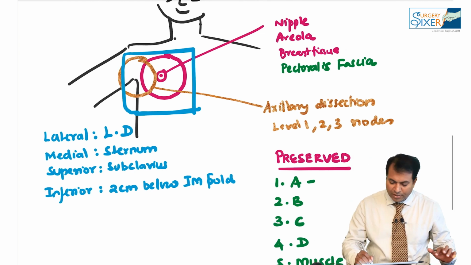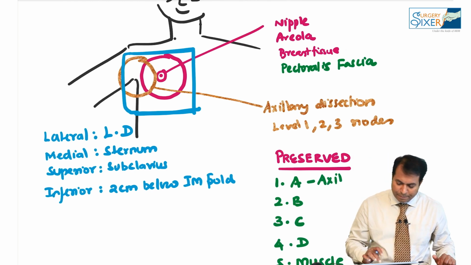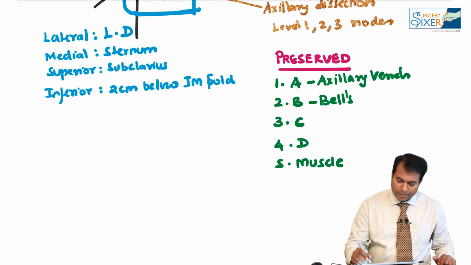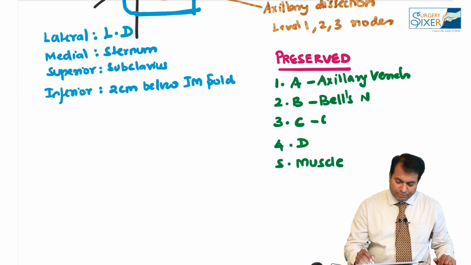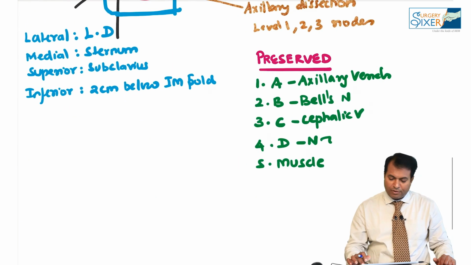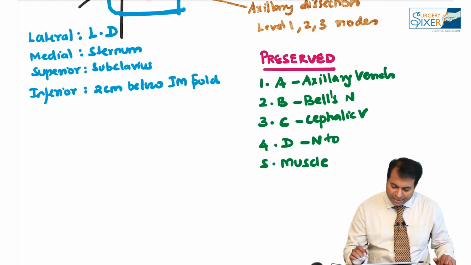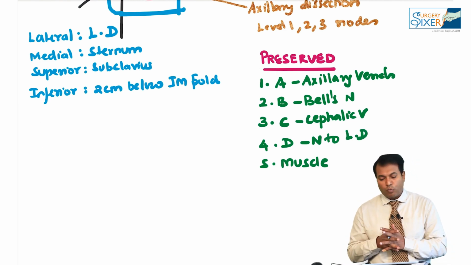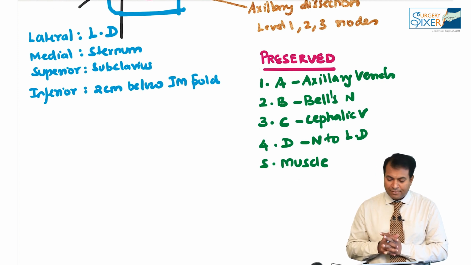So what are the structures preserved in MRM? A for axillary vessels. B for Bell's nerve. C for cephalic vein. D for nerve to latissimus dorsi, that is known as the thoracodorsal pedicle. I will explain what it is later. But remember, that is known as nerve to latissimus dorsi or thoracodorsal nerve.